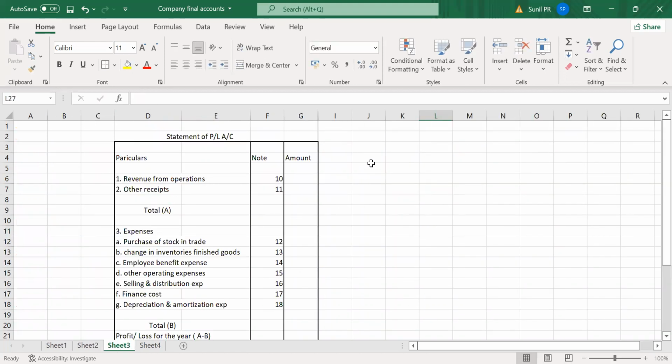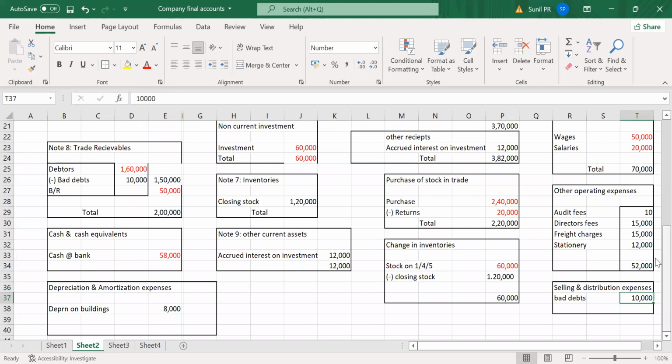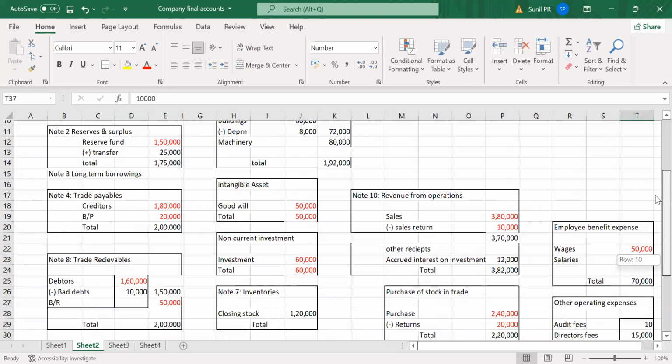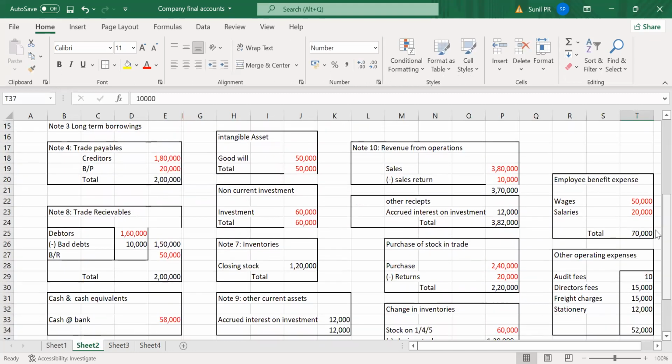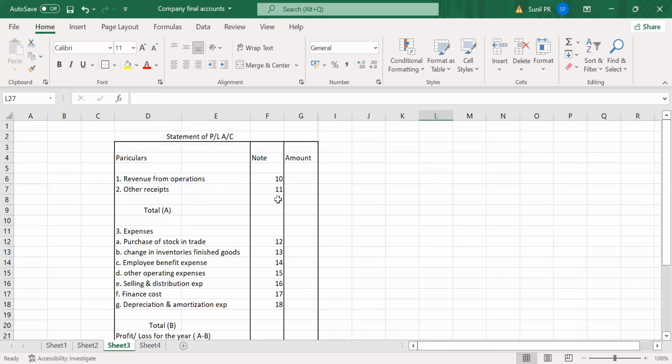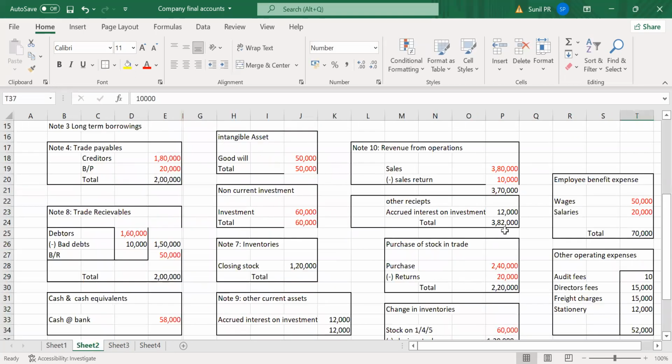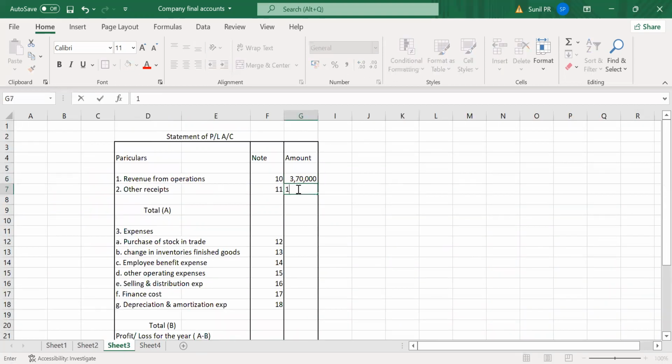So now just copy it from here. Revenue from operations, from sheet number 2, from note number 10, we have to start, just write down all the totals. So note number 10, revenue from operations is 3,70,000. I'm going to write 3,70,000. Next, other receipts. Other receipts was 12,000, you have included there. So total will be 3,82,000.